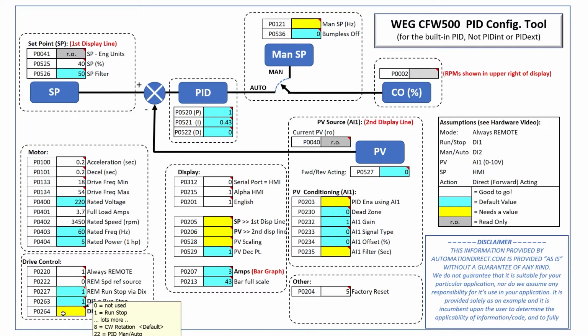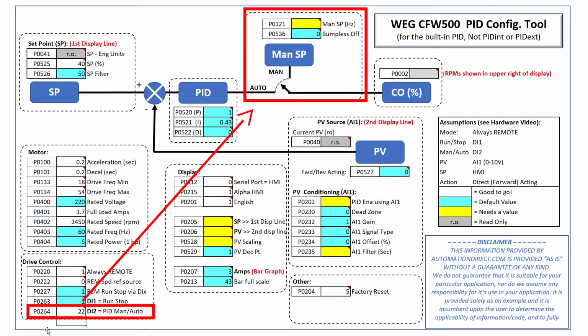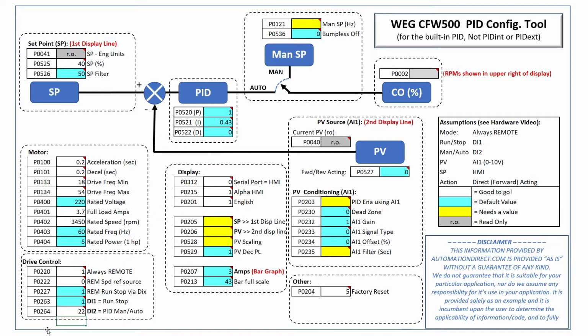And we'll use digital input 2 to control the manual auto operation of the PID loop, which is a 22. Now that means digital input 2 controls this guy. When we flip that switch to auto, the PID loop runs normally. When we flip it to manual, it stops the PID process and allows us to manually enter whatever value we want to appear at the control output. We enter that value in parameter 121 in Hertz. We'll set that to 0 just so we don't get any surprises when we turn this thing on.